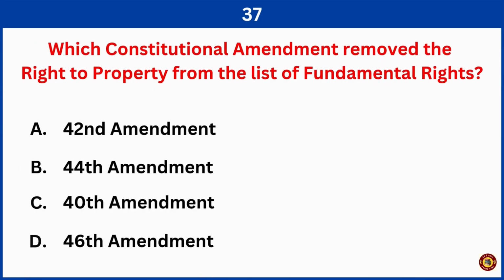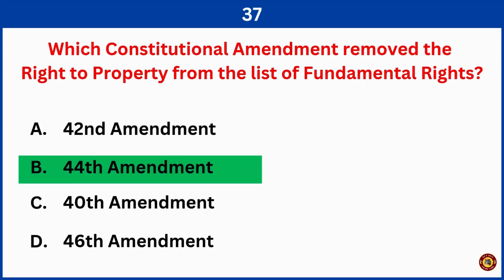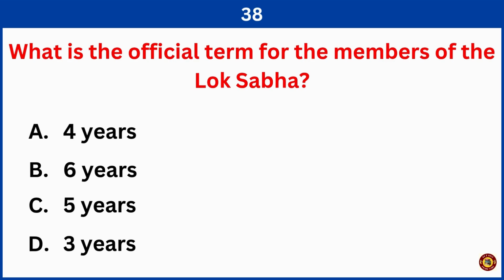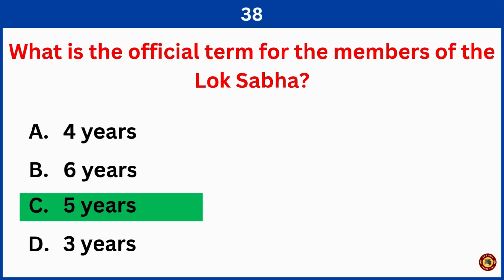Which constitutional amendment removed the right to property from the list of fundamental rights? Right answer is option B, 44th Amendment. What is the official term for the members of the Lok Sabha? Right answer is option C, 5 years.